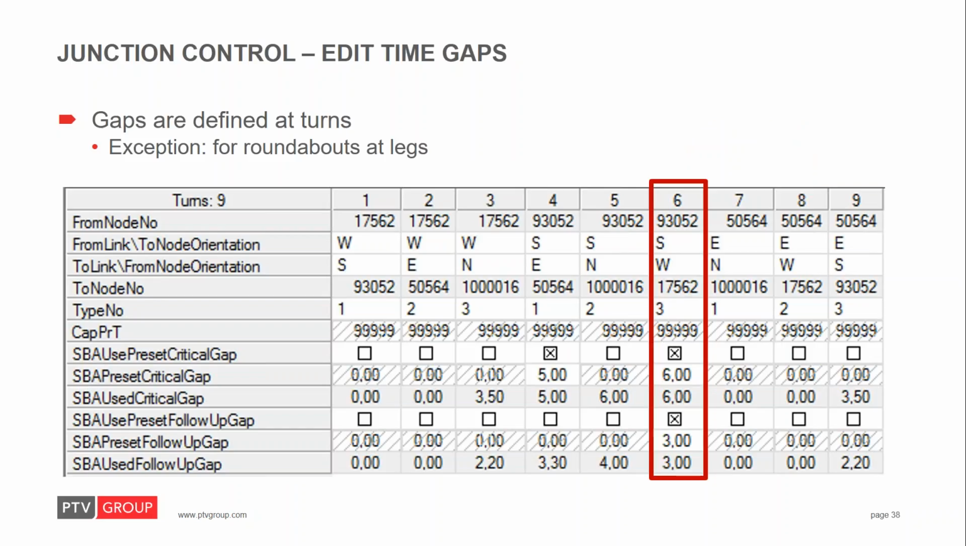So for calibration at junctions, I already mentioned that default parameters for the critical gap and the follow-up gap are in accordance with guidelines like the highway capacity manual. Nevertheless, if these values are not suitable, you have the option to override them. In Visum, depending on the control type, parameters can be found at turns or at legs. For each time gap, you have three parameters. One is the bool value, which basically enables overwriting. With the second one, you can set a user-defined value. And the third one is basically showing what has been used in the simulation.